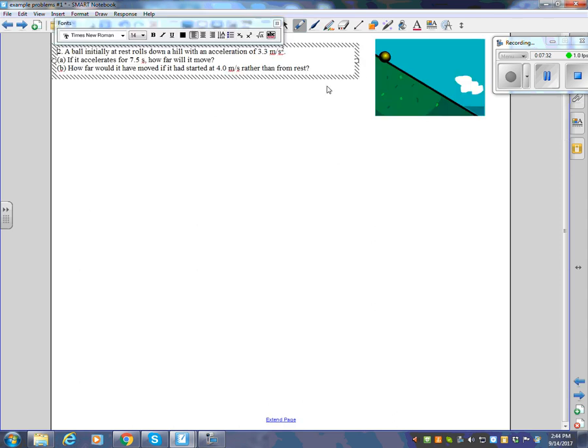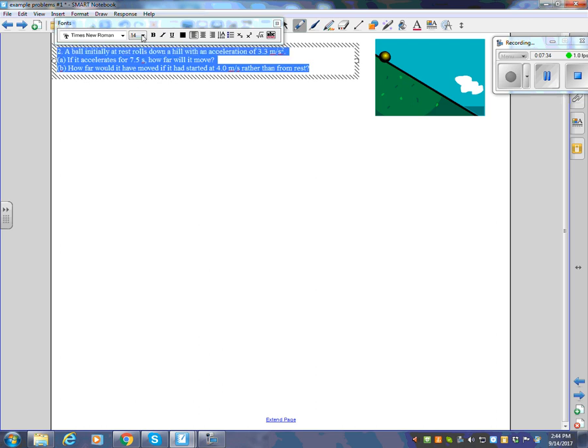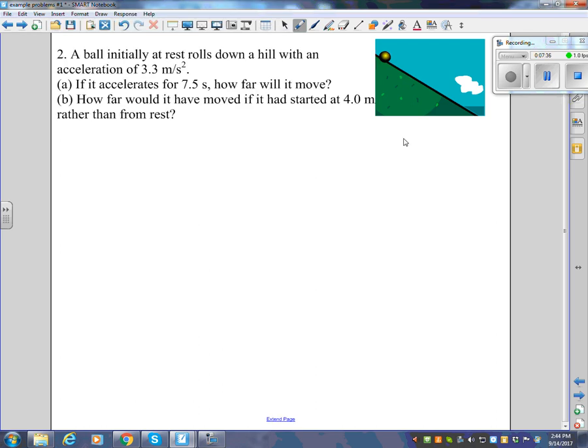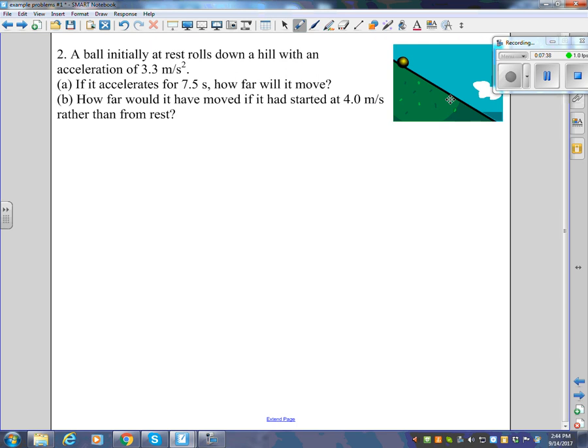Here's another one in really small font. Let's make it bigger. Do you want to try this one on your own? Are you ready for that? No, not yet? Okay.